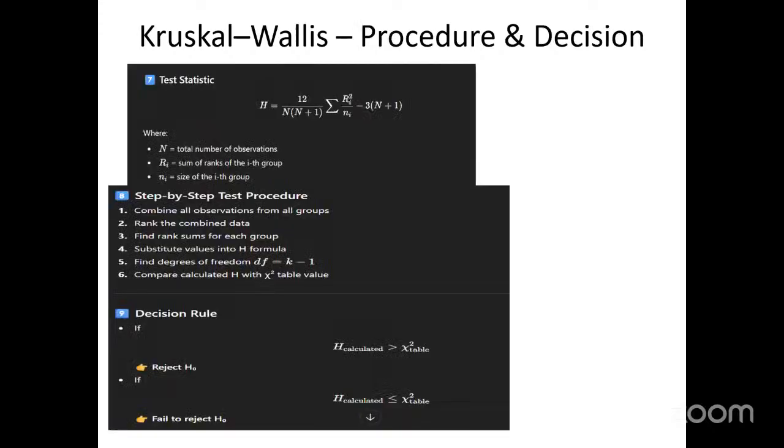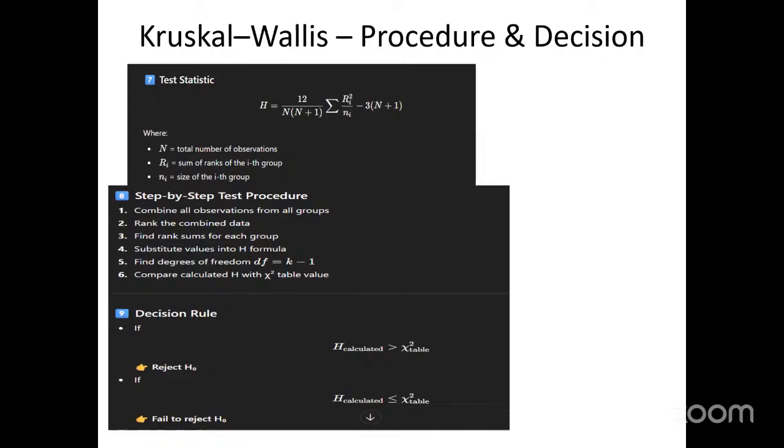So what is our test statistic? This is our test statistic. Please note down the formula where n is the total number of observations. That is, the total number of observations means the sum of all the observations from group 1, group 2, group 3, and up to group I. Whatever groups I have, suppose I have I groups, then the total number of observations across all the groups.